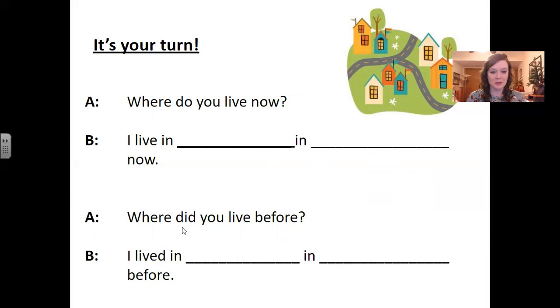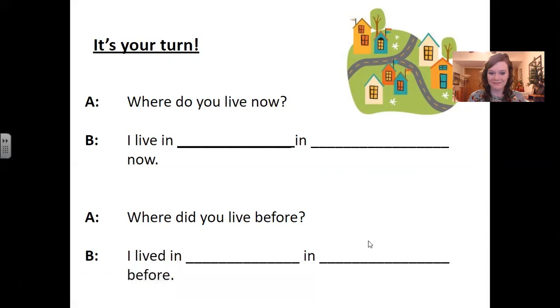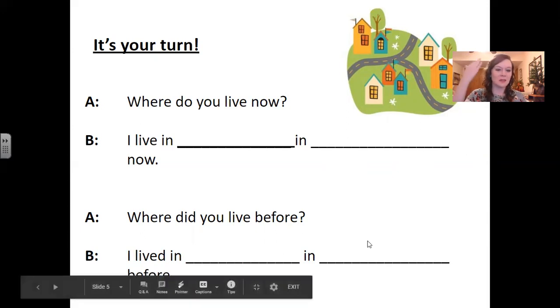Question number two, where did you live before? So now past. Where did you live in the past? I lived in, so again, was it a house in the past? An apartment, a townhouse? In what city, state, or country? Please stop the video for a few minutes and try by yourself. If you need to, go back and look at the examples again.